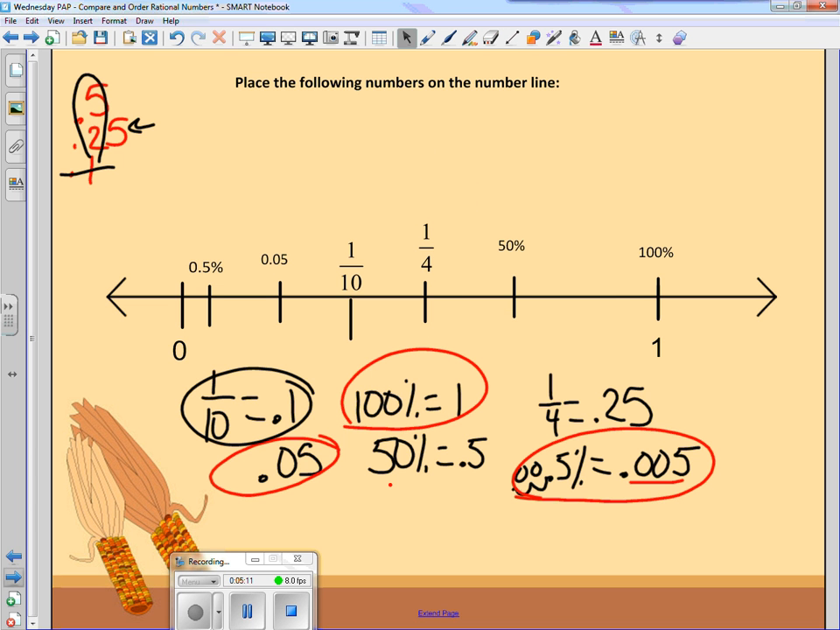Could I have changed them all to fractions? Yes. Could I have changed them all to percents? Yes. I chose to change them all to decimals.